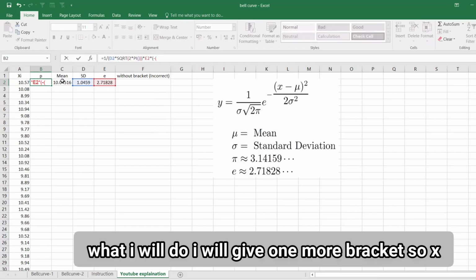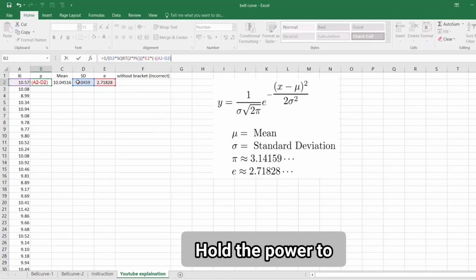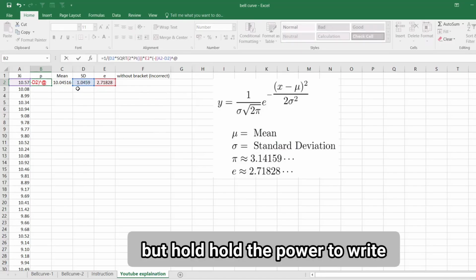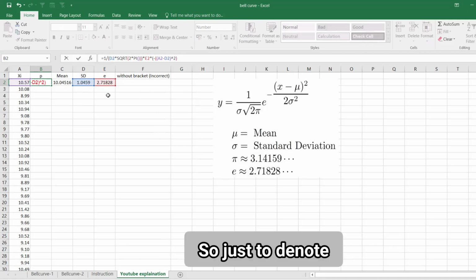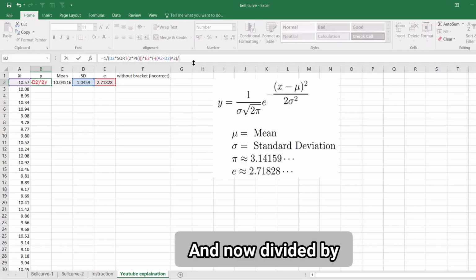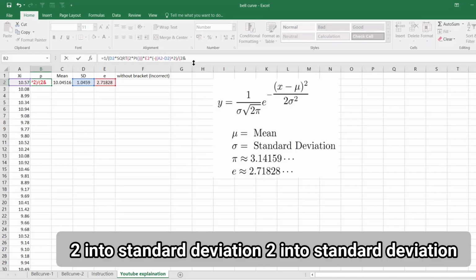So again, I will give one more bracket. So x minus mu, and then the mean, whole to the power 2. Not just applied to standard deviation, but whole to the power 2, right? And I will close this up, just to denote that this formula has been applied, and now divided by 2 into standard deviation.